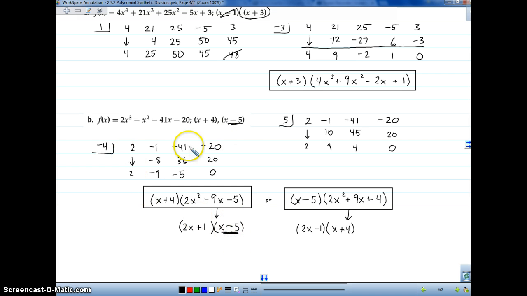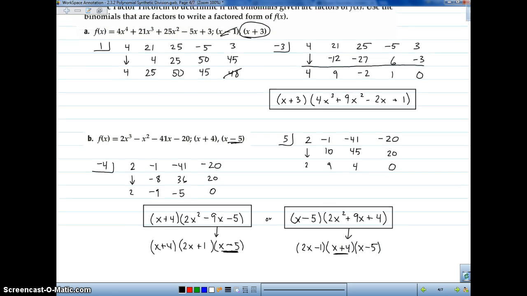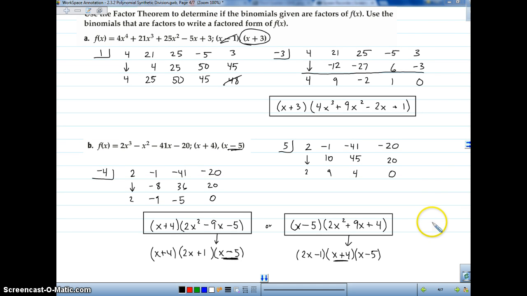So it doesn't matter the order that you pull out your factors, you'll end up getting them either way at the end, if indeed they are factors. And the same thing if you'd done the 5 first. You'd have gotten 2x squared plus 9x plus 4, and when you factor that, you get 2x minus 1 and x plus 4. There's the x plus 4 that you started with over here. So either way, fully factored, this works out to be x plus 4 times 2x plus 1 times x minus 5. They didn't ask for the fully factored form, but that's eventually what we're going to work towards, is fully factoring polynomials. Okay, so that's it for today.